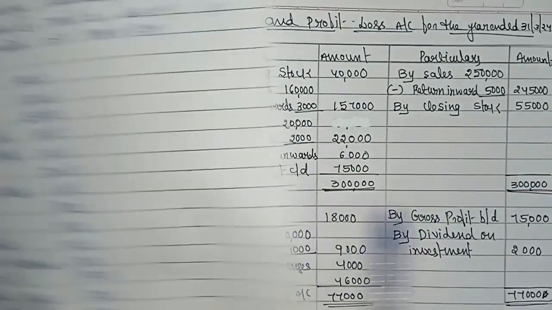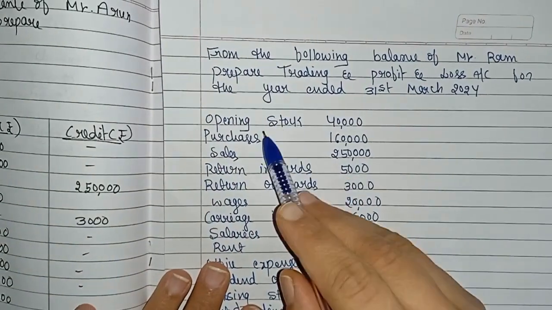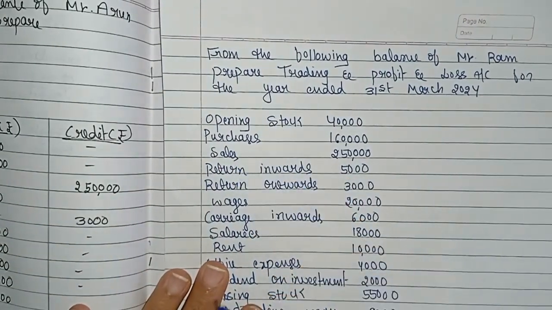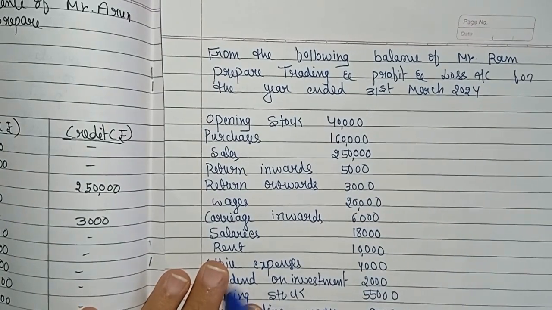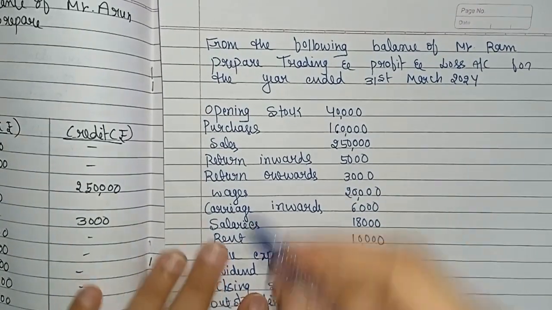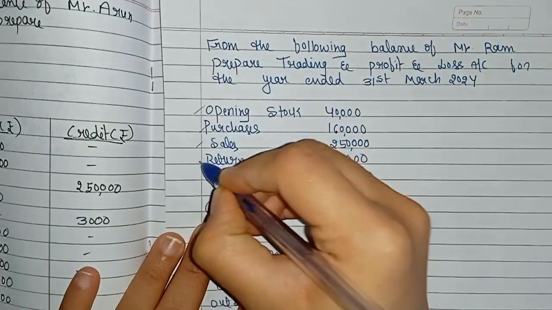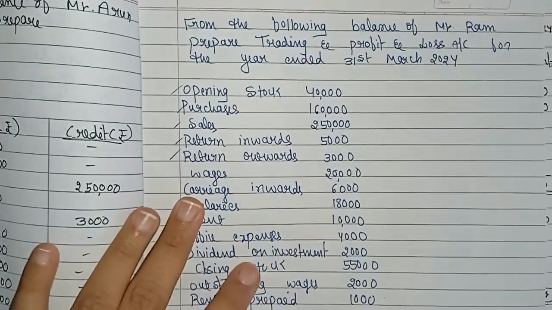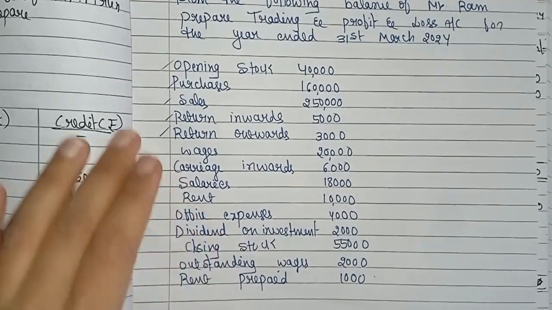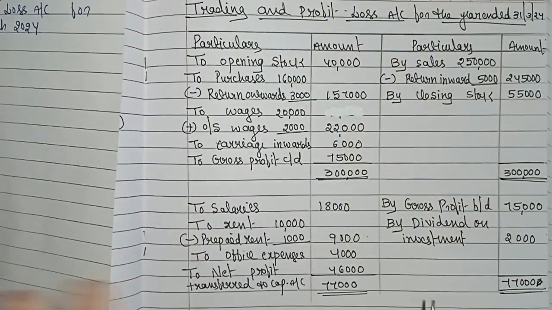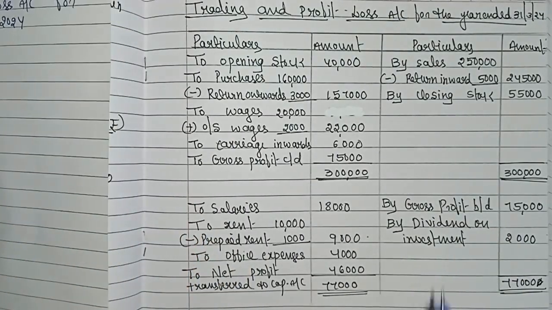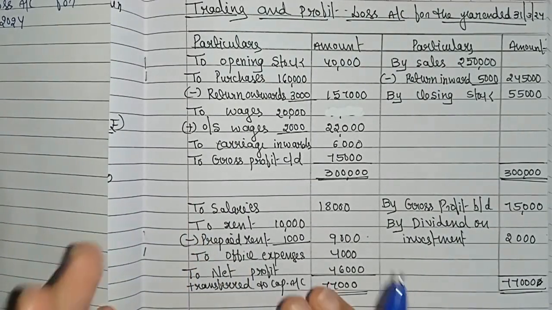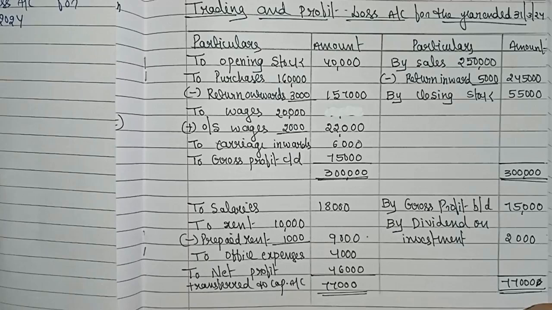Right? So see here, opening stock done, purchases done, sales done, return inwards, return outwards also done. Now next one, it is wages. What about wages? Here wages is rupees 20,000. Now wages, we have to decide whether it is a direct expense or indirect expense.